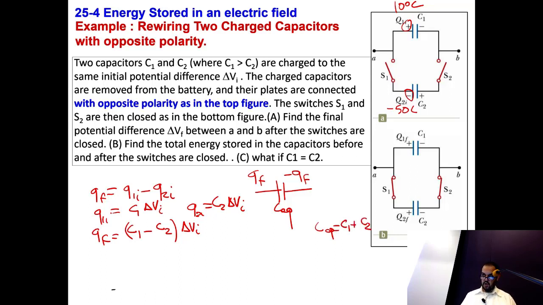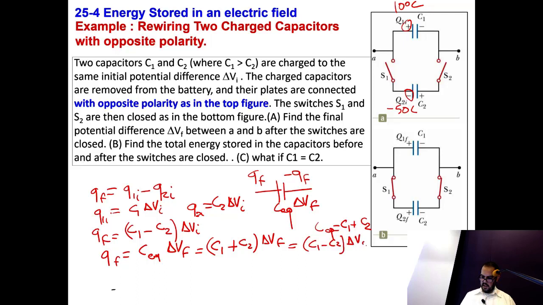All right. Now, can I determine delta V final, which is the potential across this? I can. Because I have Q final equal to C equivalent times delta V final. And I have C equivalent, that's C1 plus C2, times delta V final. And I have Q final, it's equal to C1 minus C2 delta V initial, and I can determine delta V final. Delta V final in this case is C1 minus C2 divided by C1 plus C2 times delta V initial.